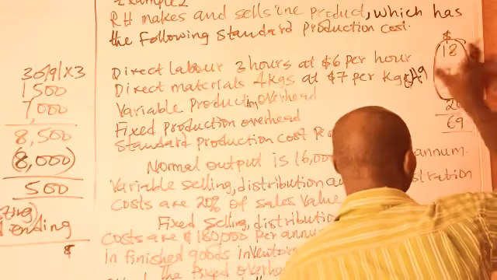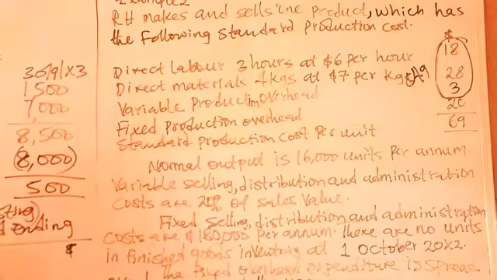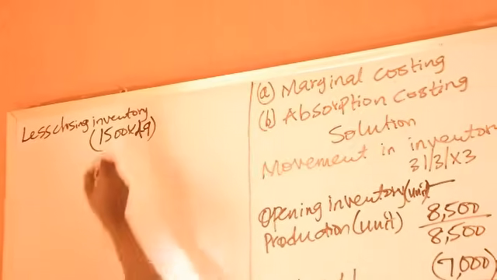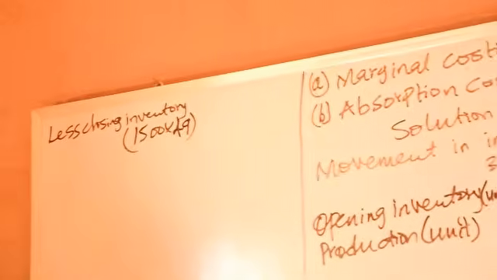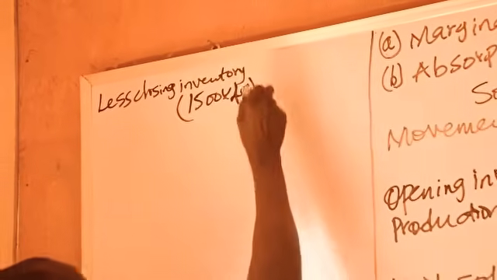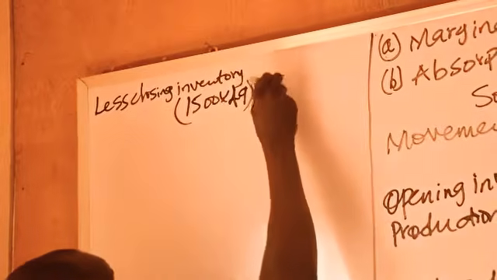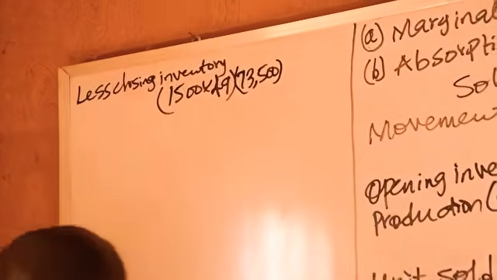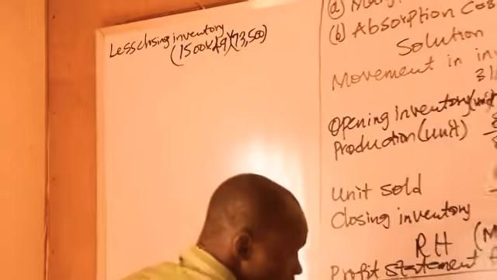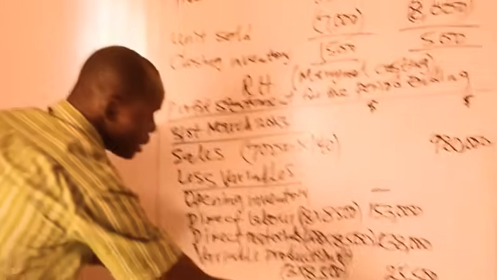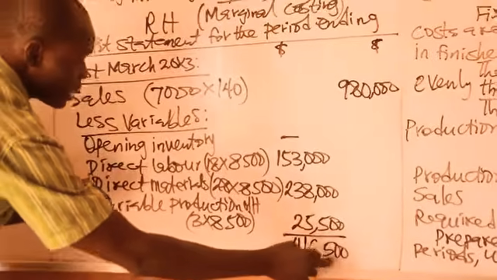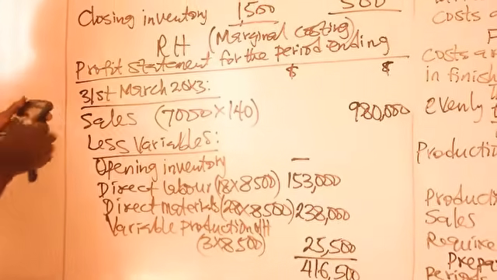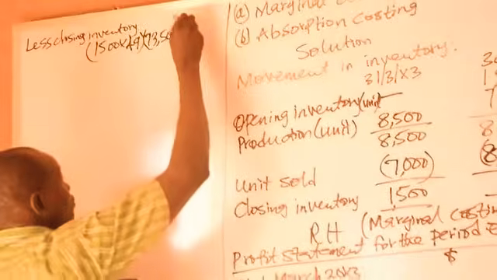The sum of this is $49. It is that $49 that you use to value your inventory. That is 1,500 times 49, and that will give us 73,500. You less your inventory. Now, when you subtract 73,500 from 416,500, you'll be left with 343,000.